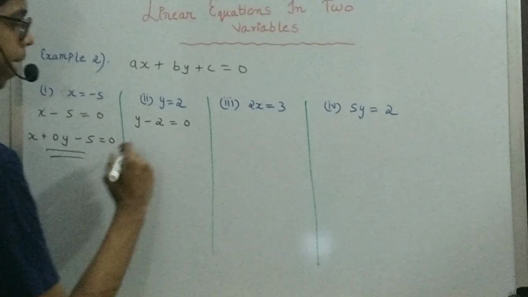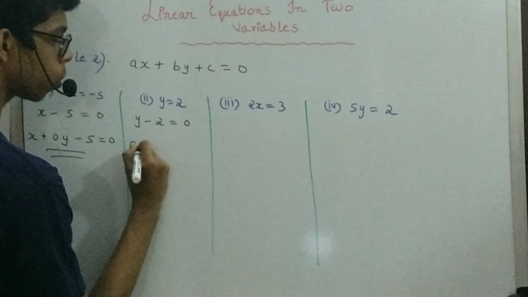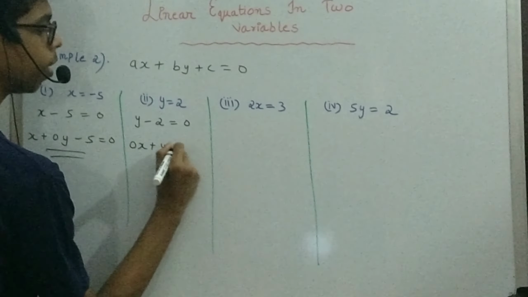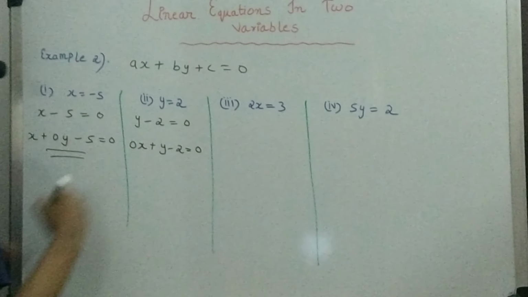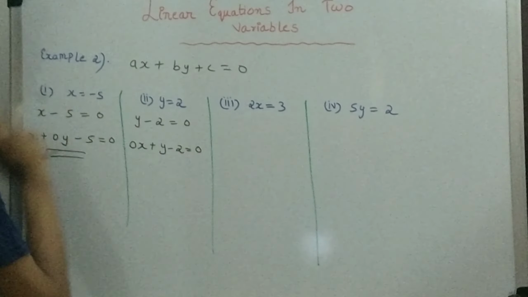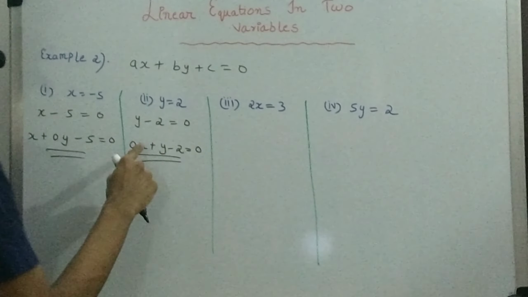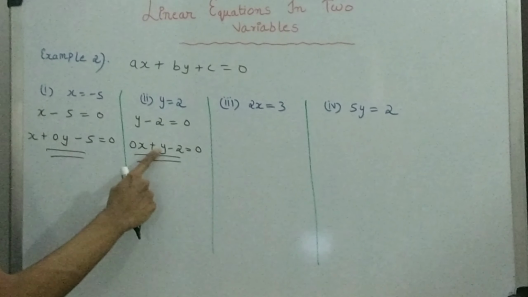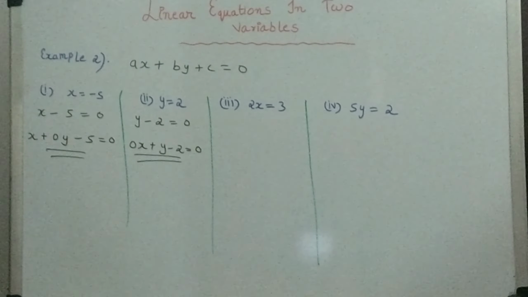So we can add the x term over here. So 0x plus y minus 2 is equal to 0. Okay, 0 into x is 0 itself, so you will be getting back the same thing. So we have written it in the form ax plus by plus c is equal to 0.